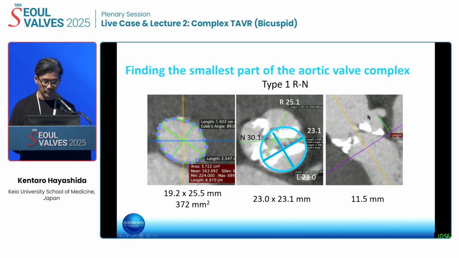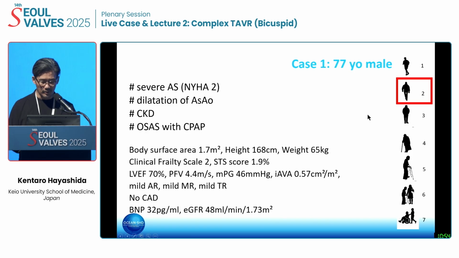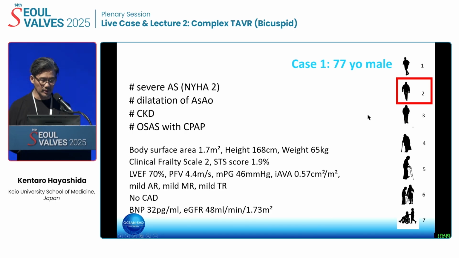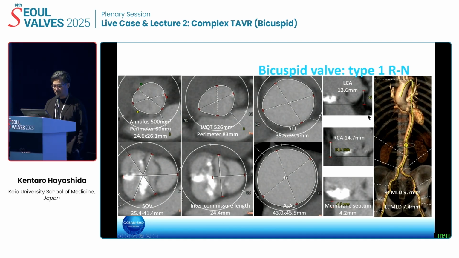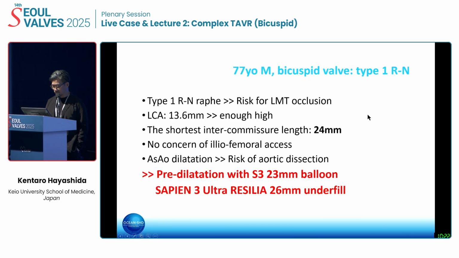For example, this is a 77-year-old male who developed severe aortic stenosis with peak flow velocity of 4.4. If you look at the CT scan, the area of the aortic annulus was 500. On the other hand, the intercommissural length was 24.4. That means the aortic annulus requires a 26 millimeter SAPIEN 3. On the other hand, we need to underfill the 26 millimeter SAPIEN 3 because the intercommissural length was 24.4.